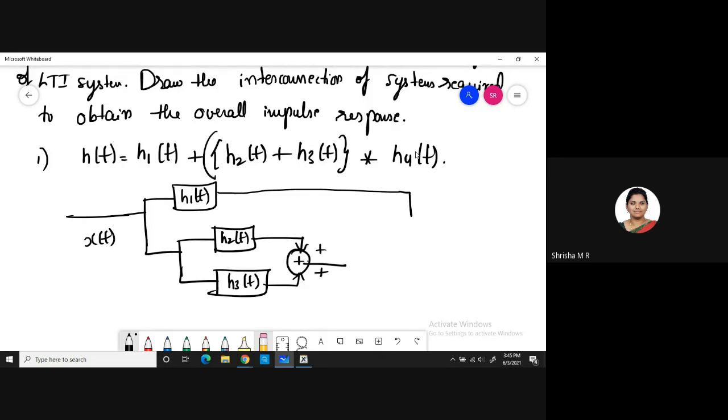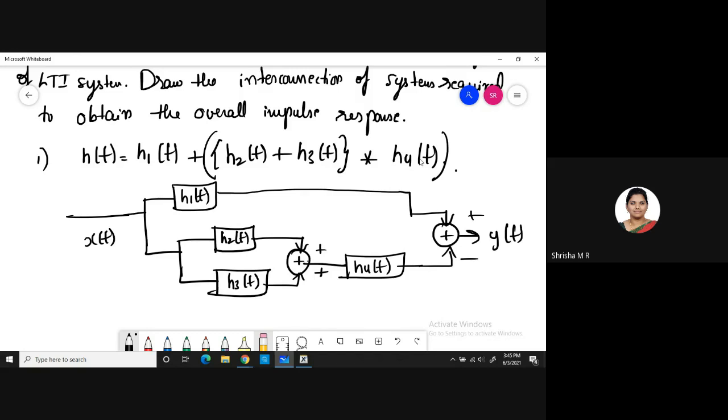So there is a bracket for this. So now you will write convolution h4 of t. h2 and h3 are in parallel and in series with h4 of t. So you write h4 of t and sum it up so that you will have your y of t. Understood?